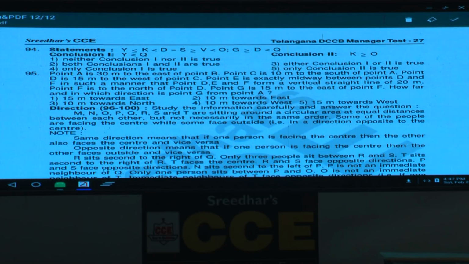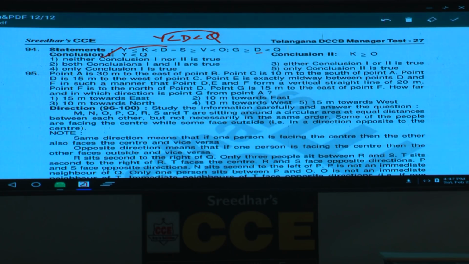Now question number 94. In this one, the relation between Y and Q. Y is here, Q is here. Tell me which letter is common between these two? D is common. Hence between Y and D, Y lesser than D, D lesser than Q. Hence the symbol which is common is lesser than, Y lesser than Q, definitely true. As Y lesser than Q is definitely true, then coming to the second one.